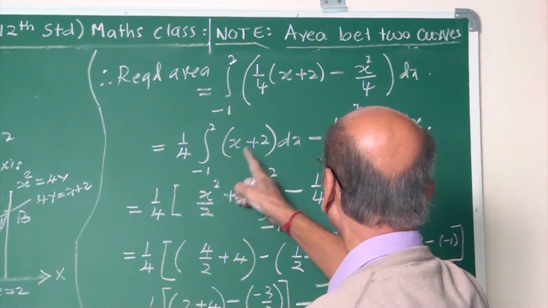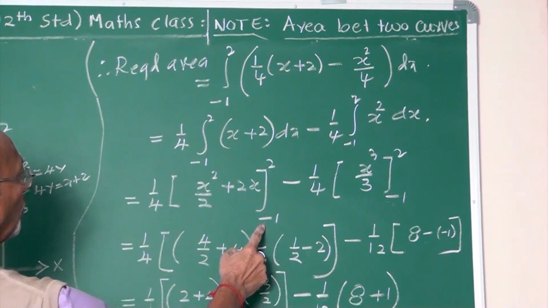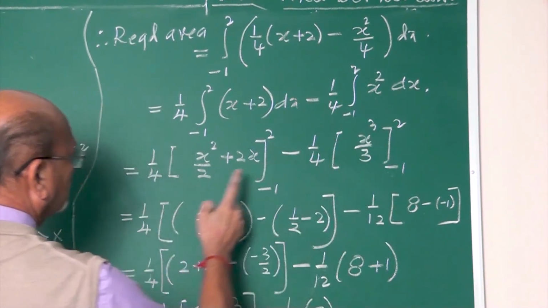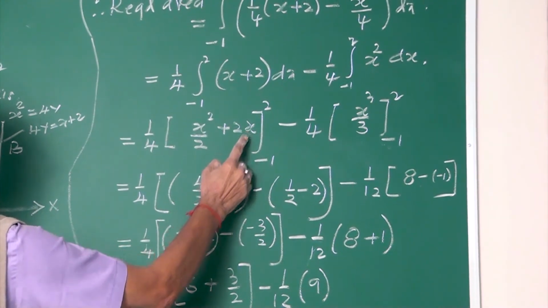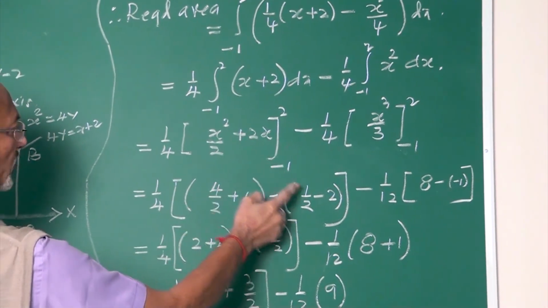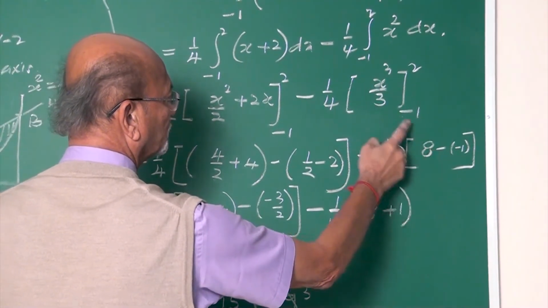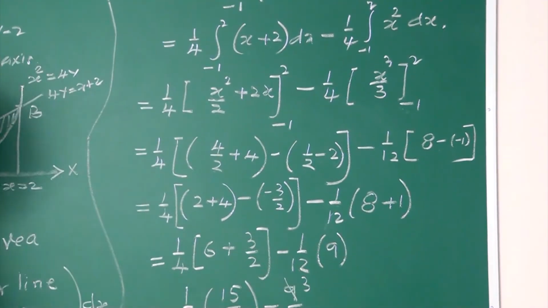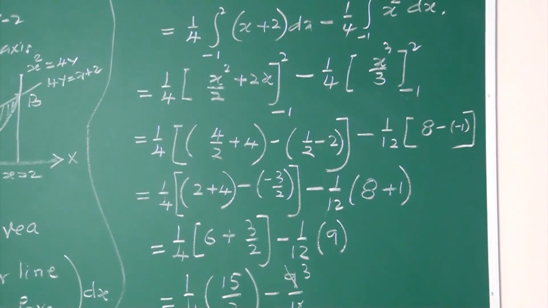Yes, 1 by 4 into x plus 2, minus 1 by 4 into x square. Integral of x is x square by 2, integral of 2 is 2x, lower and upper, minus 1 by 4, integral of x square is x cube by 3, lower and upper. My friends, 1 by 4 into, put x equal to upper: 2 square, 4 by 2, plus 2 into 2, plus 4, minus, lower: minus 1 whole square is 1, 1 by 2, plus 2 into minus 1 is minus 2. Second, 4 into 3 is 12, 2 cube, 8, minus minus 1 cube, minus 1. In such cases, my friends, it is better to write one step more. Writing one step more always avoids mistakes, especially in mathematics.